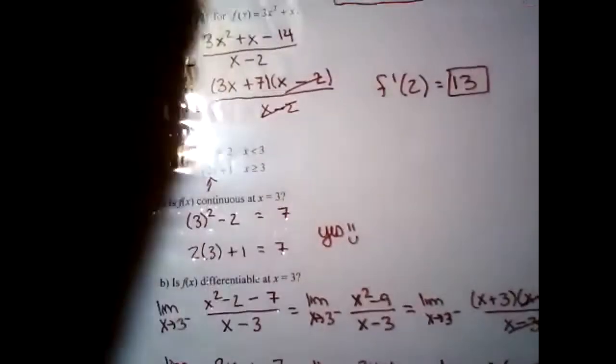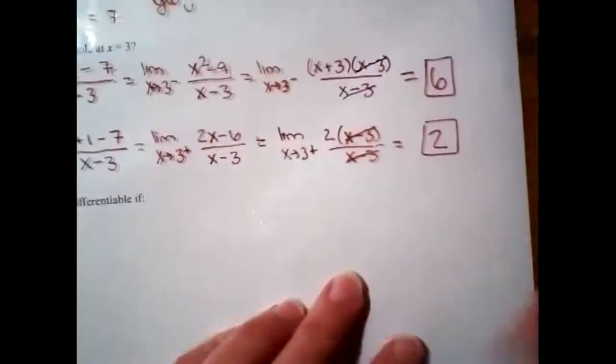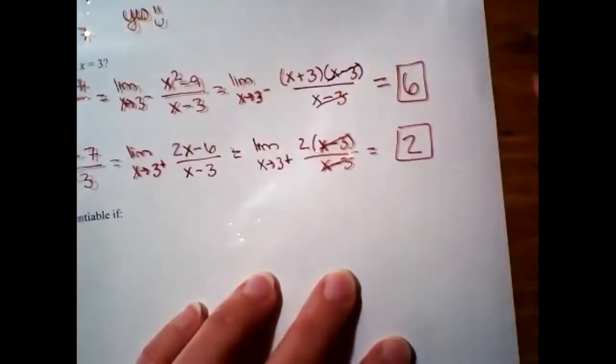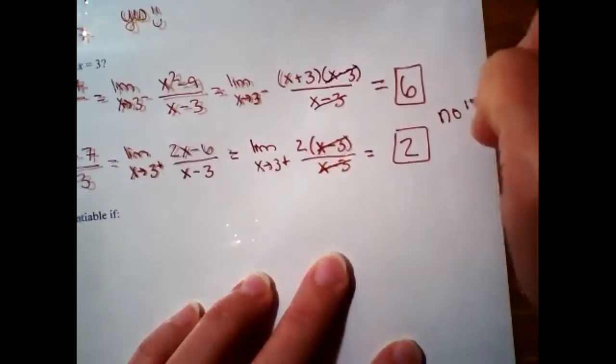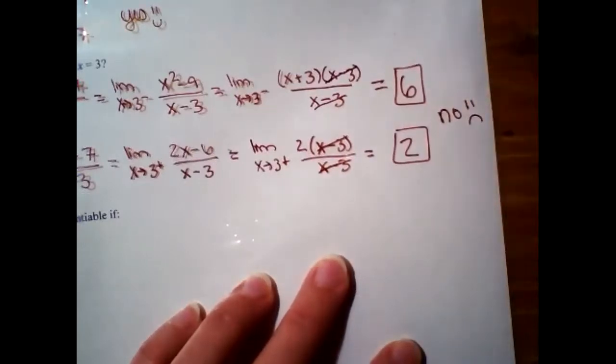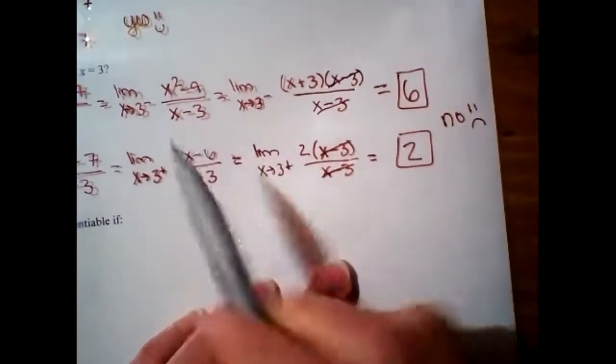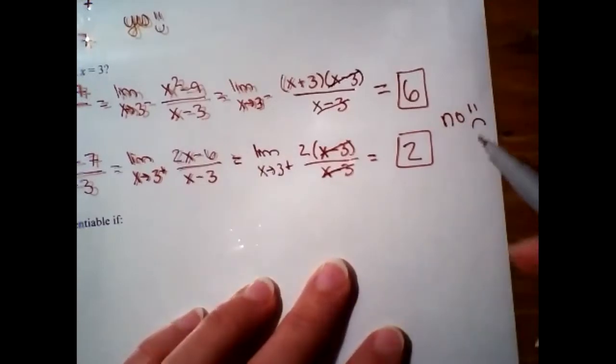But what's happening here is our slope from the left and our slope from the right are not matching up. So this function is not differentiable. So it's continuous, the two pieces met up, but not differentiable.